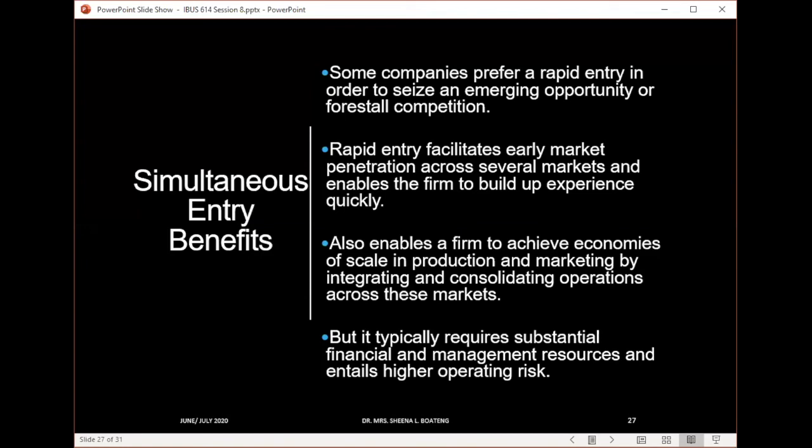So we realize that firms operate in multiple countries at the same time. However, they decide to situate their production and manufacturing facility in one particular country, which offers them economies of scale in terms of the production and the cost of raw material, and then produce from there and send to their sales subsidiaries in other countries for sale. And that is a typical example of consolidating their operations across markets to make sure that they get the optimal returns. But we need to appreciate the fact that a simultaneous entry typically requires substantial financial and management resources, as well as high levels of operating risk.